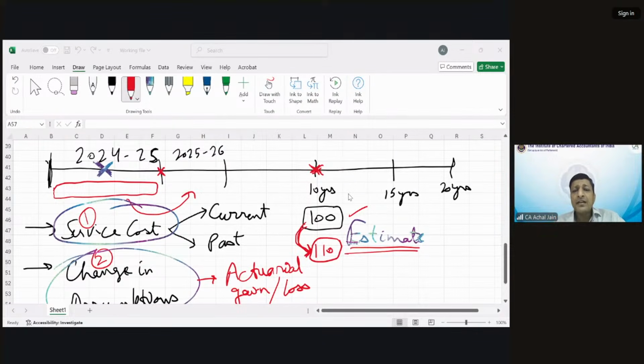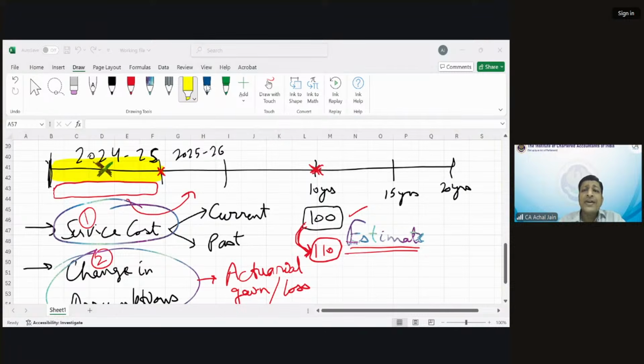See, today we are looking at which financial year? 24-25. We are having this reporting year 24-25. Correct? So when do we need to record this liability? In 24-25. Right?